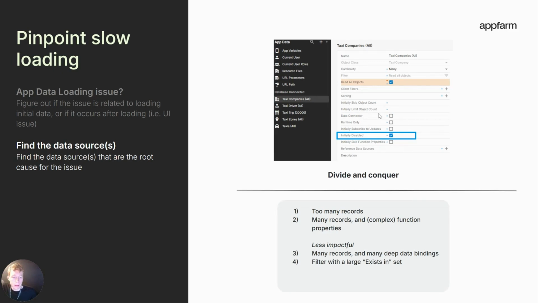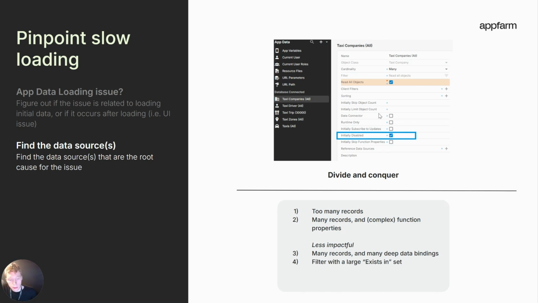The best method in this case is to simply divide and conquer. Take half of the data sources and disable them. Does this have a significant impact or not? If it does, then it's likely the root cause of the issue is lying in those data sources that you disabled, and so you can narrow down the search and focus on those. And then if it has no impact, then the problematic data sources are in the second half, and you can narrow down the search in that half instead.